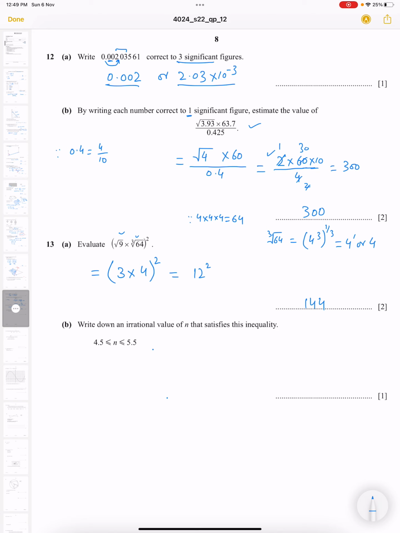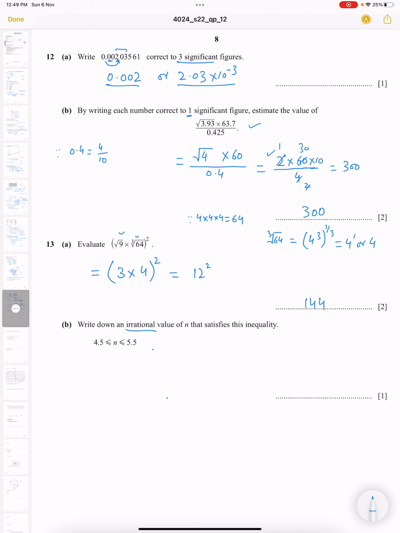Okay, B part. Write down an irrational value of n that satisfies this inequality. The inequality is n is greater than or equal to 4.5 and smaller than or equal to 5.5. Okay, so we have to think of such an irrational number. First, you need to know what is an irrational number. Irrational number is that kind of number whose square root is not a whole number. Like, take the example of 6. Its square root will not be a whole number, so it is an irrational number.